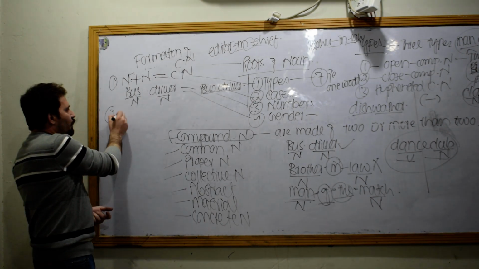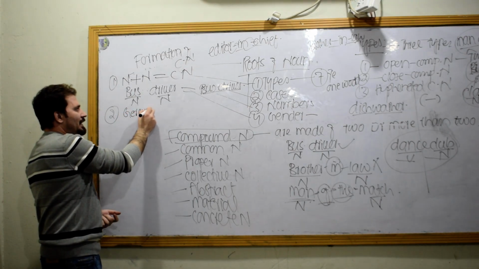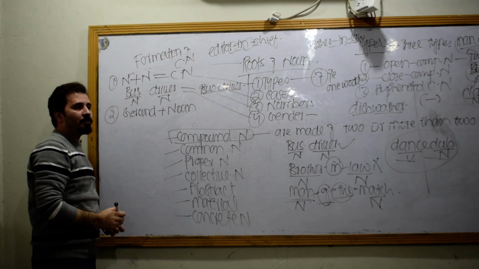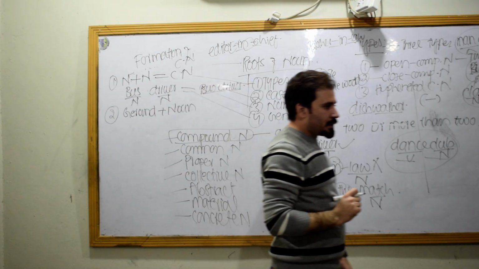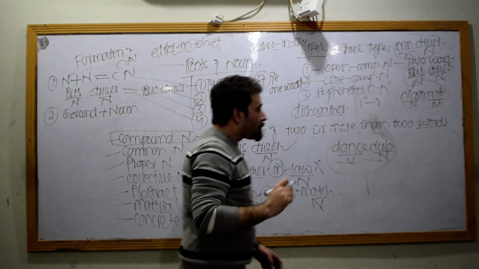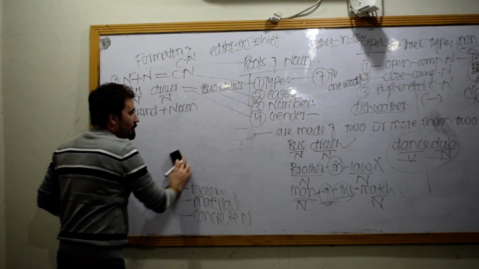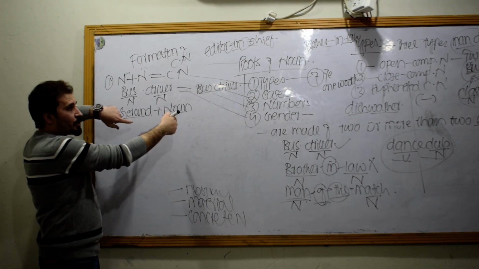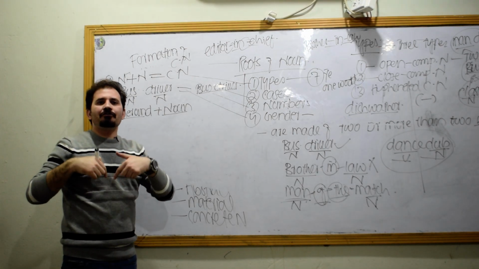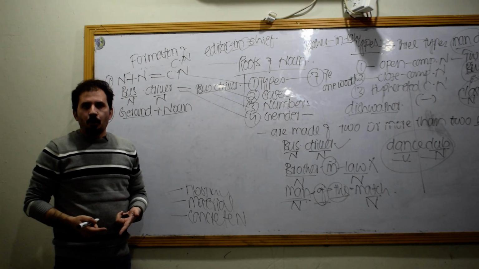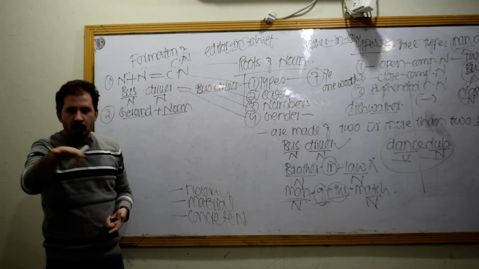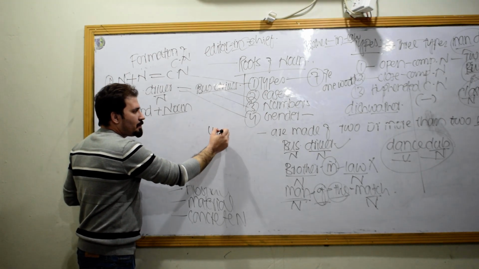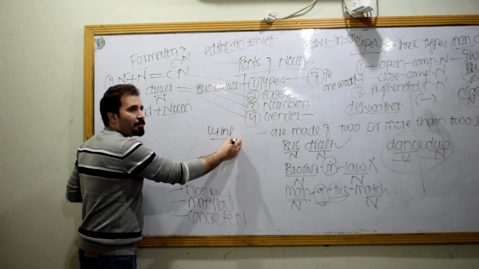The second formation, we can have gerund. Clear? Gerund plus noun. How can we form it? Gerund plus noun. This is the second formation. Keep in your mind that compound noun can be formed from a gerund and a noun. What is gerund? Very good, verb plus ing. Yes, when it functions as a noun. Later on, inshallah, in verbs you will be talking in more detail. Simply you can say verb plus ing, the present participle form of the verb.